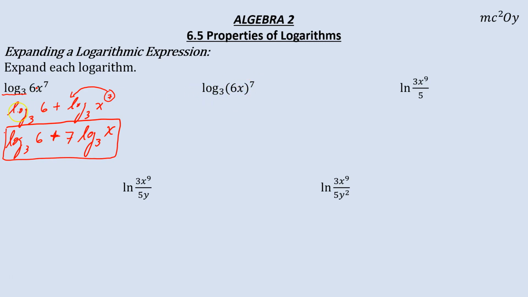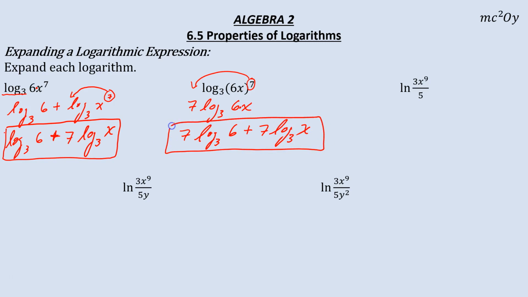So rather than breaking it apart using addition and then applying the power property, in this situation, you would apply the power property first. So you'd have 7 log base 3 of 6x. So bring that power out and then break apart using your addition. That becomes 7 log base 3 of 6 plus 7 log base 3 of x. Okay, so note those two.